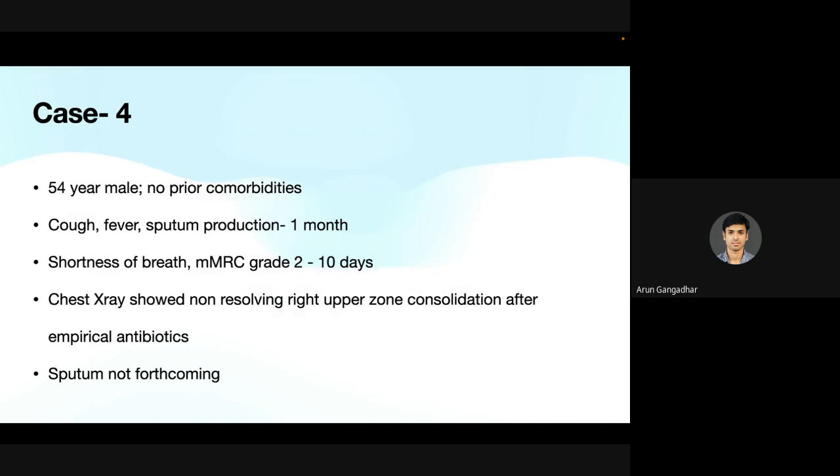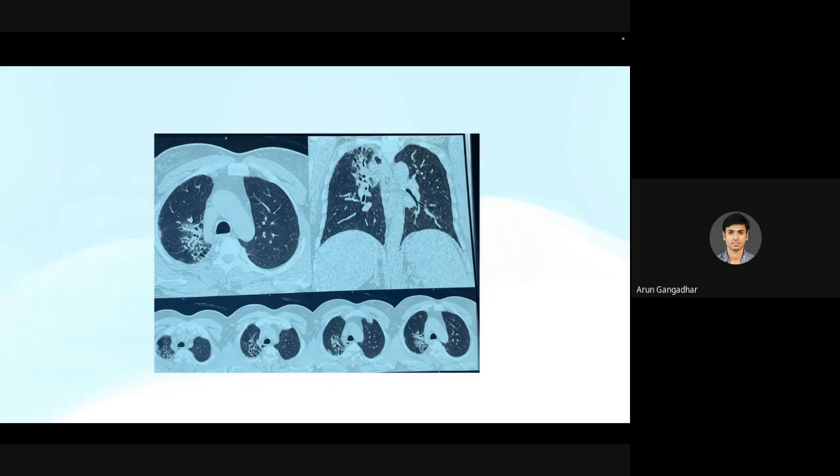In this case, a 54-year-old gentleman with no prior comorbidities, the patient had a complaint of cough, fever, and sputum production of 1 month, and has been complaining of shortness of breath of 10 days duration. The chest X-ray showed non-resolving right upper zone consolidation after empirical antibiotics. Sputum was not really forthcoming, and we took him up for a CT scan, which shows the typical consolidation with a bronchiectatic pattern in the right upper lobe.